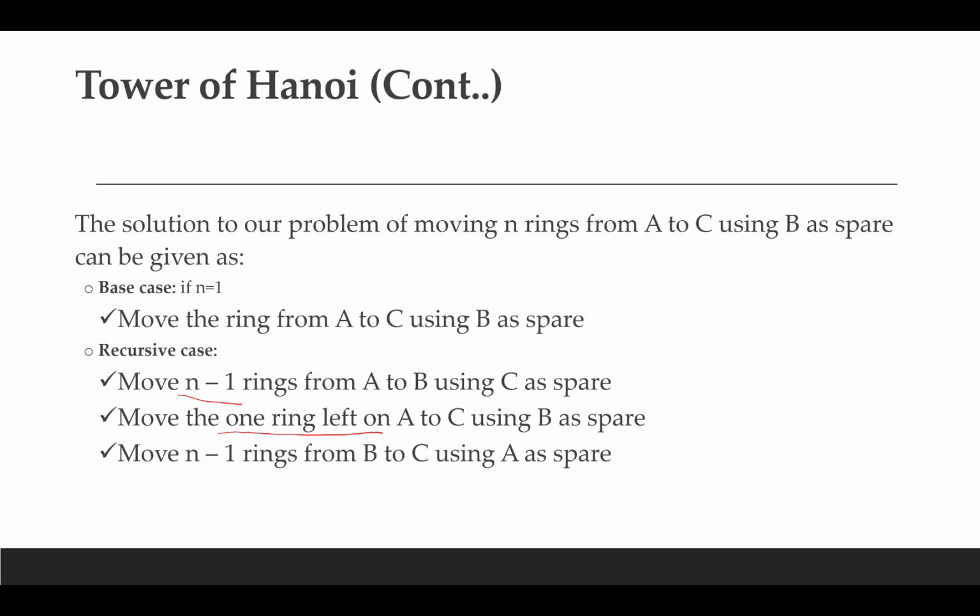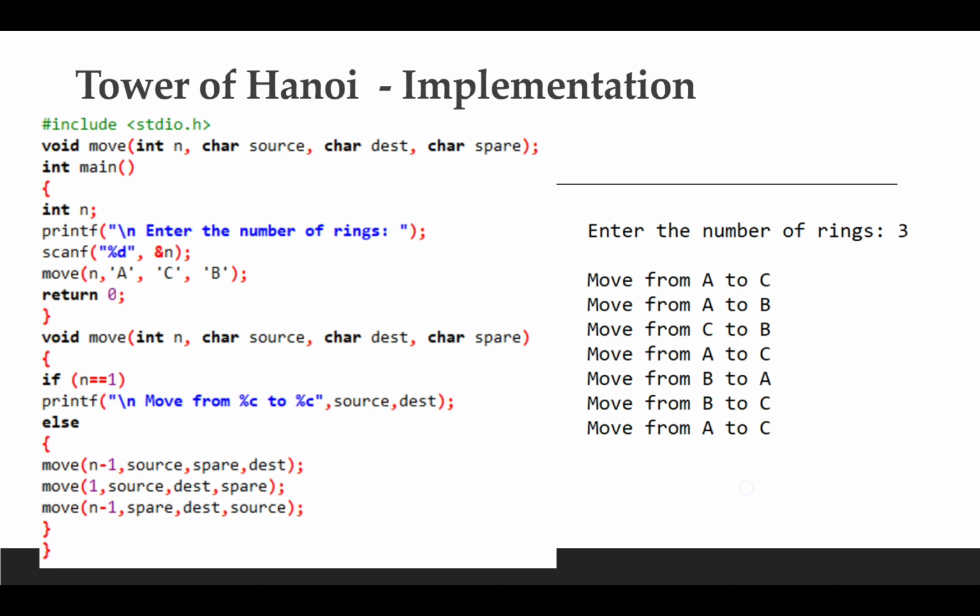By using this only, we can move the rings from pole A to pole C. So this is the implementation of Tower of Hanoi. We are using the function move, and we are passing the arguments int n, source, destination and spare, and we are declaring the variable n. Then it will print enter the number of rings, and we get the value from the user. Here n is the number of rings, and we are calling the function with the number of rings, then pole A, pole C and pole B. When the function is called, it will go to the function declaration.